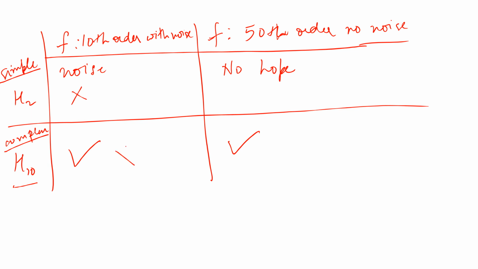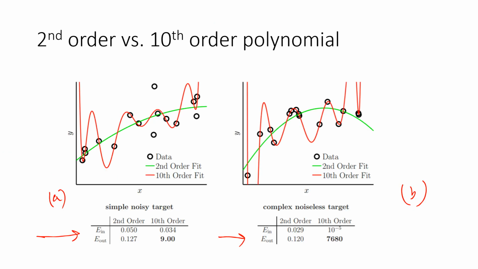In fact, H10 was the bad choice. And it is so counterintuitive. It is surprising that the simpler model is doing better in both the cases. To emphasize, this is my simpler learner, and this is the E in and the E out. You can see that the 10th order, my complex learner, gets my E in to almost 0. But then see what happens to the E out. It is a disaster in both the cases, almost, right?